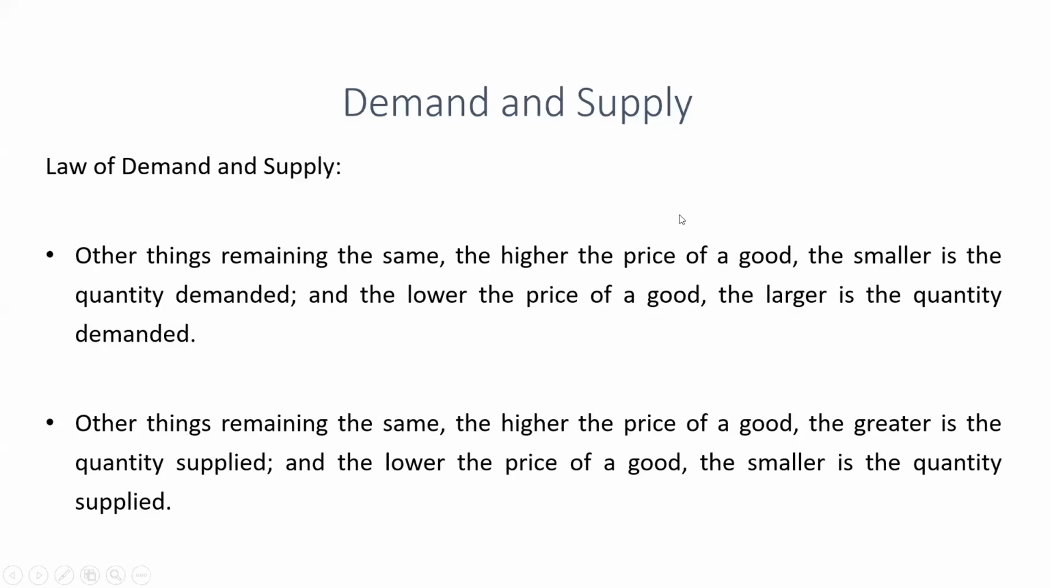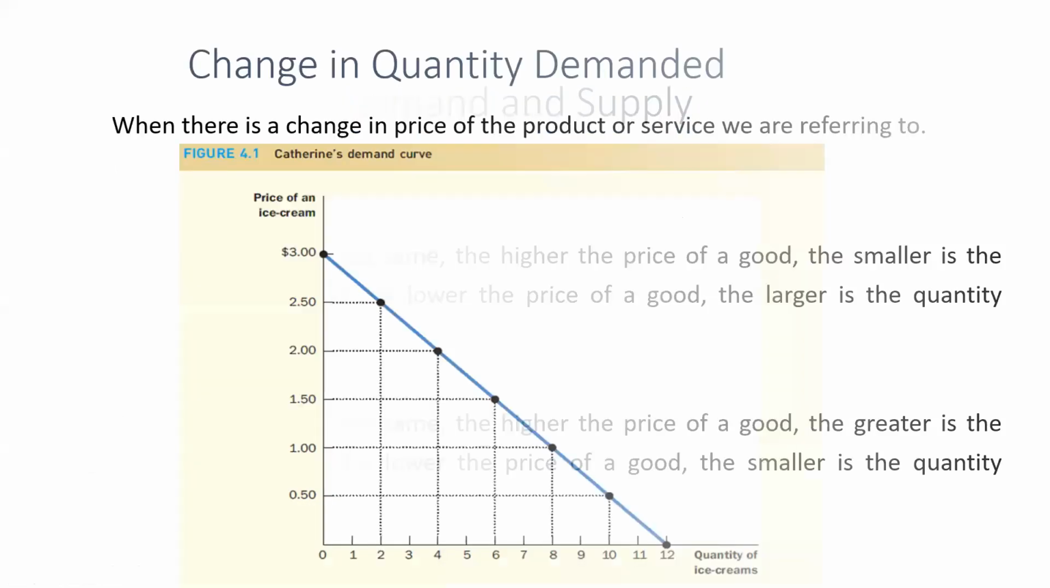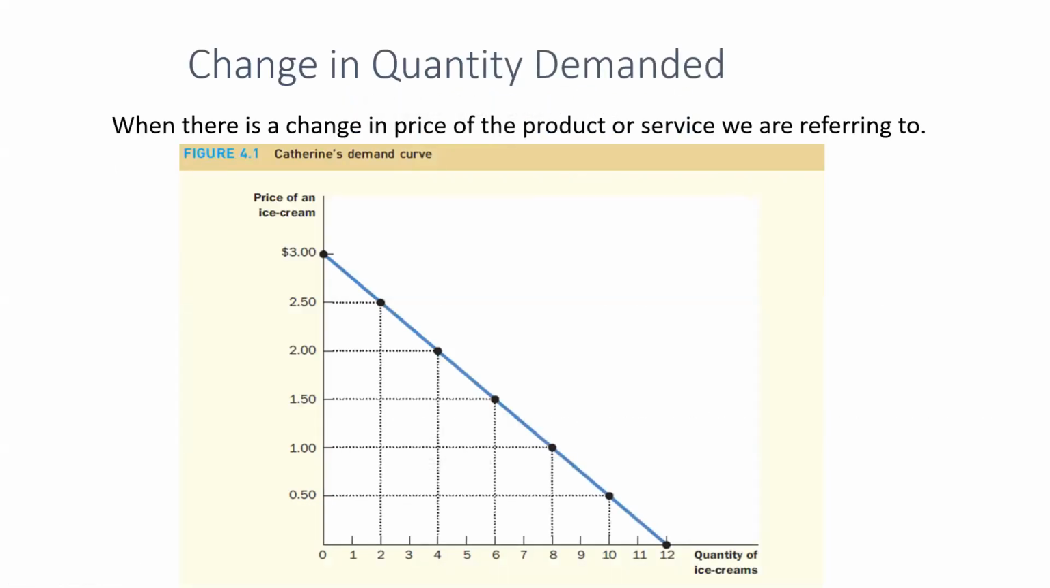Now let's have a quick look at the change in quantity demanded. Remember, quantity demanded is to do with the price of the particular product or service we are referring to. So for instance, if the price of ice cream increases, the quantity of ice creams demanded is going to decrease. So let's have a quick look at two examples. Let's say the price of an ice cream is $1.